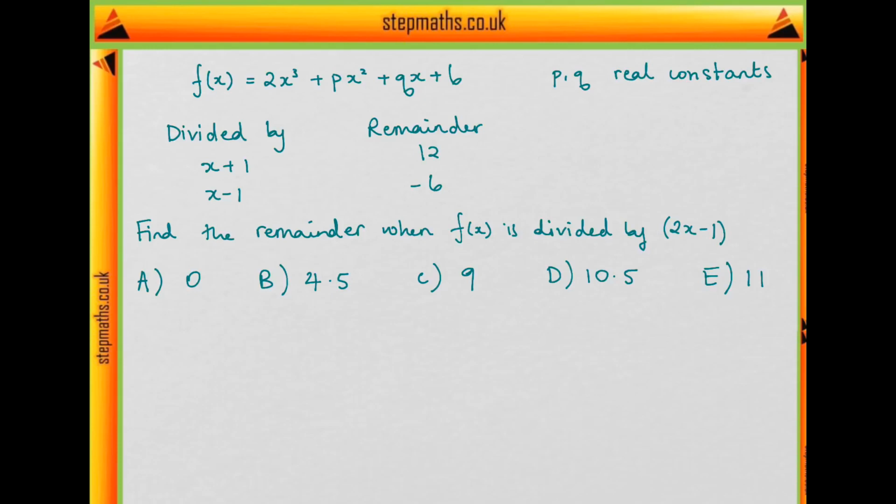So for this question, they give us a function f, and they tell us when f is divided by x plus 1, we get the remainder 12, and when f is divided by x minus 1, we get a remainder of minus 6. And they want us to find the remainder when f of x is divided by 2x minus 1. Okay, so we would be able to work out the remainder if we knew what p and q were. So let's use these two pieces of information to work out p and q.